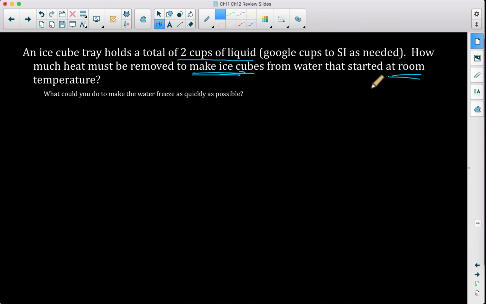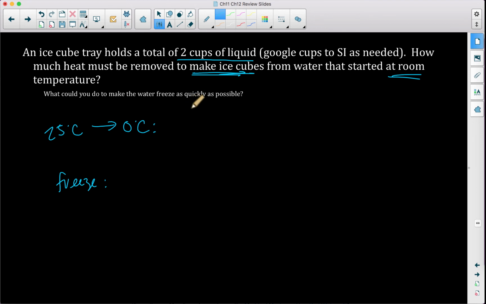So let's think about what all needs to happen. I have water at room temperature, which means it's starting at 25 degrees Celsius, and I want to make ice cubes. What has to happen to that water? It has to get to 0 degrees Celsius, and then we have to freeze the water, yes? So we have 2 different and distinct steps that need to happen.